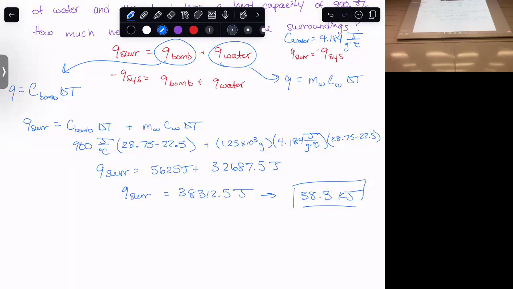Yes. So if we are talking about this system, then yes, but we're talking about the surroundings here. Because your surroundings are increasing in temperature, we're expecting a positive Q. But your system, the organic compound that's being burned, would have the negative Q. Great question.